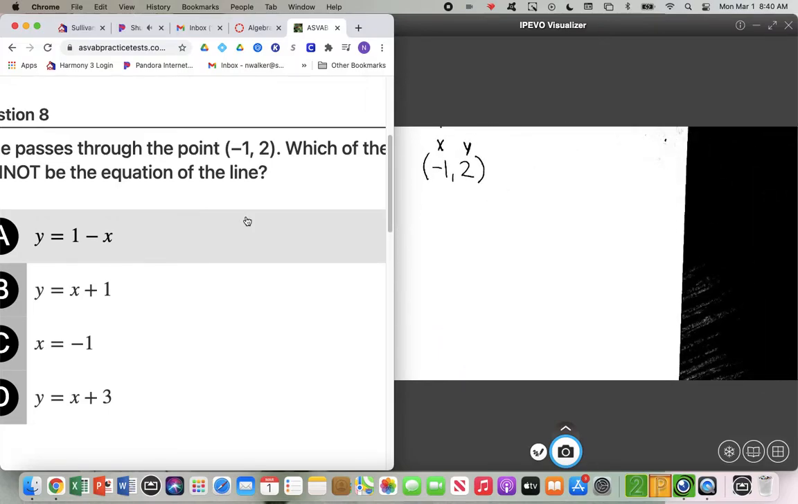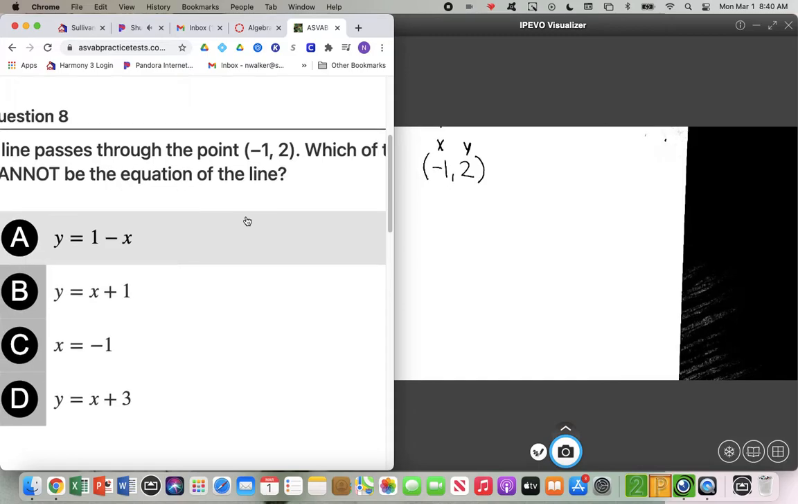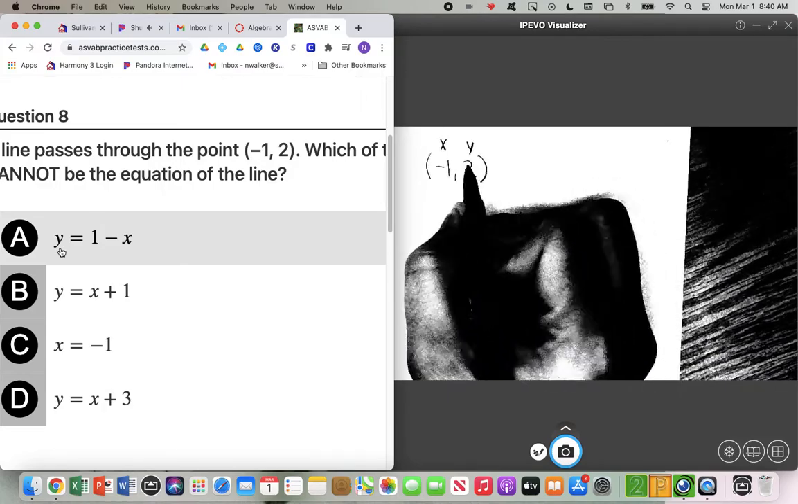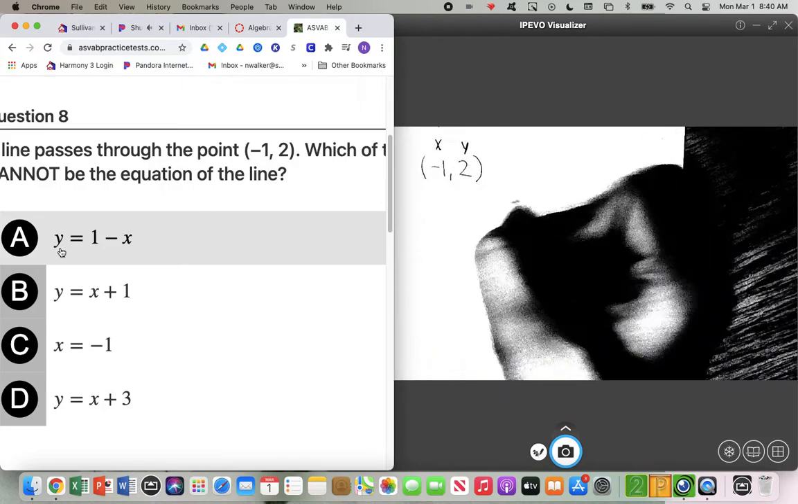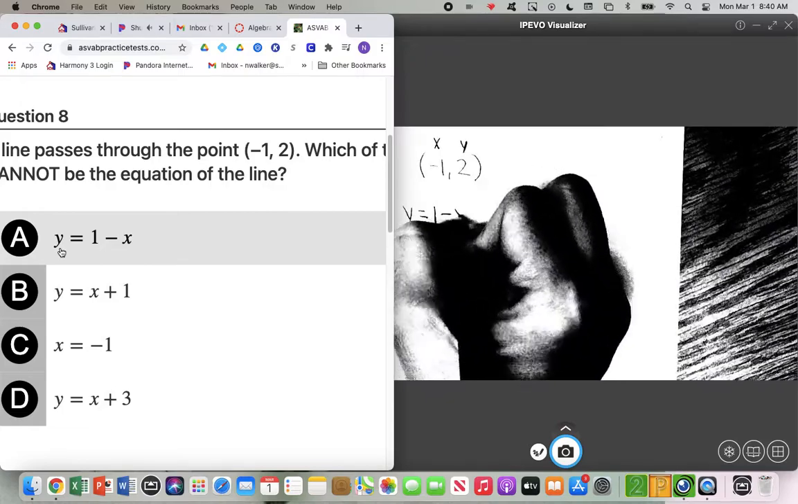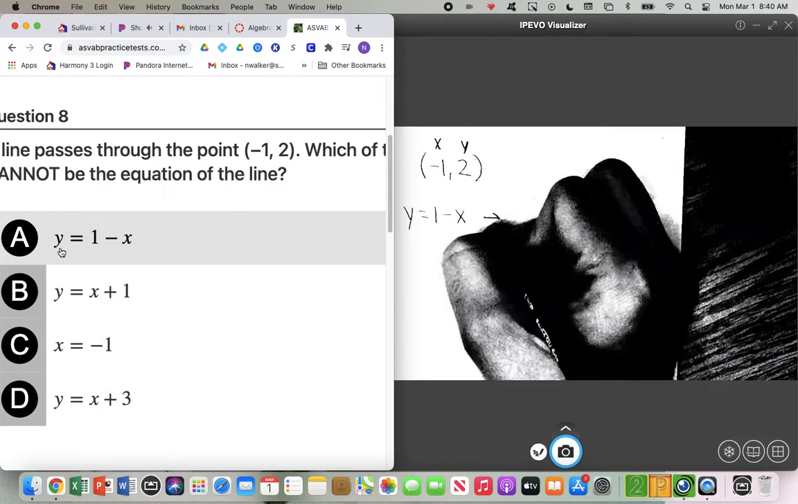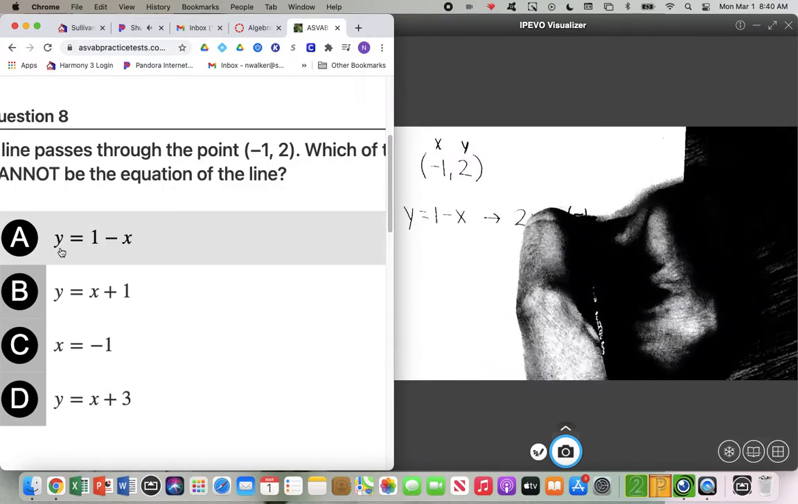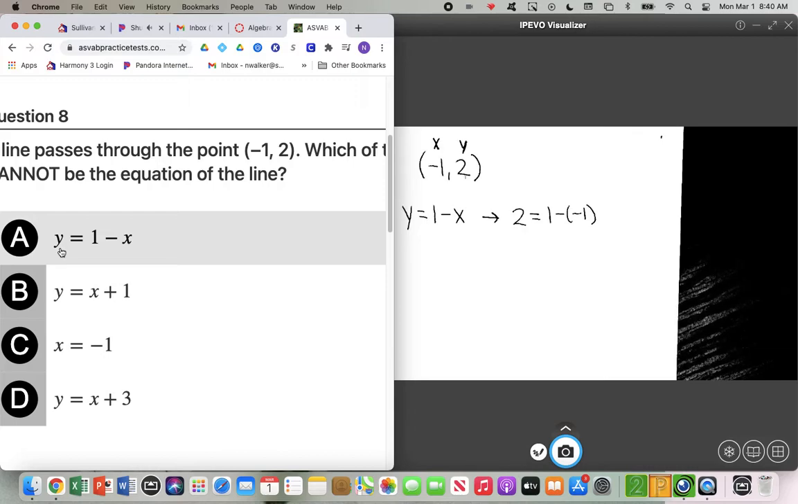If you want to know if something is a solution, you simply just plug them in. And if the equation checks out, if it works, then it's a solution. So let's look at that first choice, y equals 1 minus x. Where I see a y, I'm going to plug in my 2. And where I see an x, I'm going to plug in -1. So for that first choice, is 2 equal to 1 minus -1? Does that work? Guys, this is a yes or a no question.